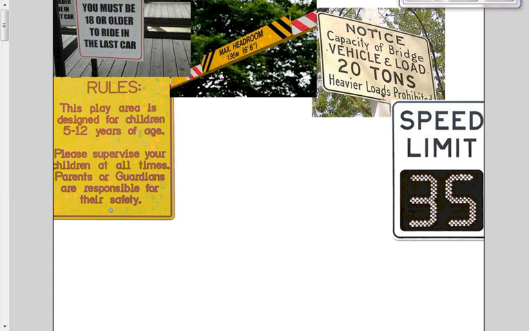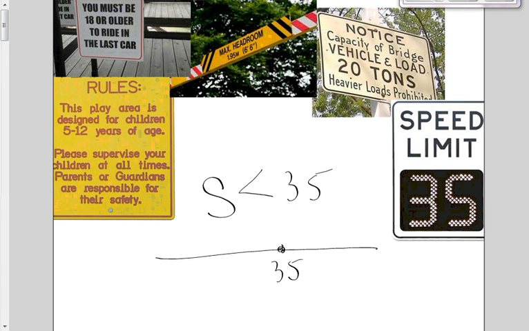Let's take, for example, the speed limit sign. The speed limit sign says that the limit is 35. So the speed which you can go must be less than 35. Shown on a graph, it would look like this. If this is 35, your speed would have to be less than 35. But 35 could be included, because if you were going 35, you would still be within the limits of the law.